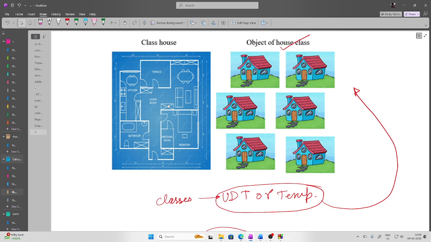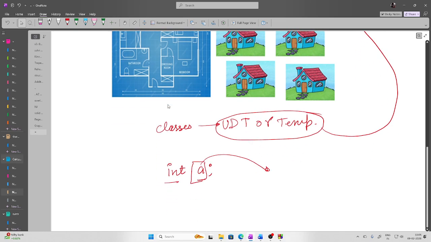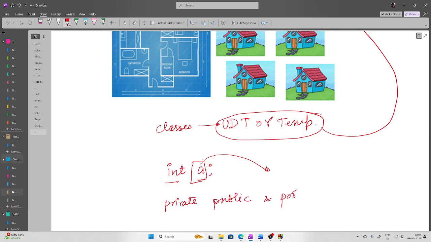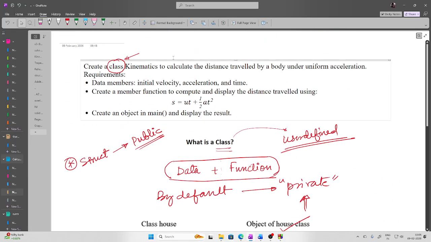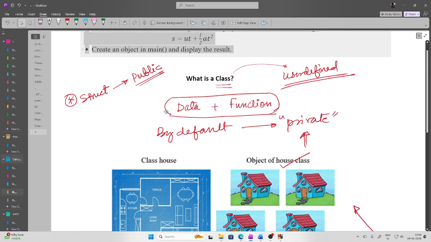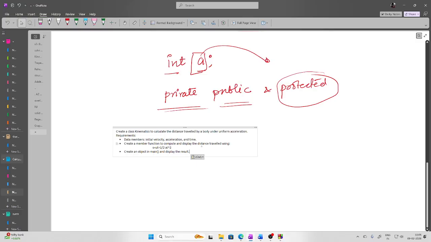So here comes the importance of access specifiers. In case of classes, we basically have private, public and protected. Right now we will not be focusing on protected, we will only focus on private and public. To understand this, let us create the class for this particular question.